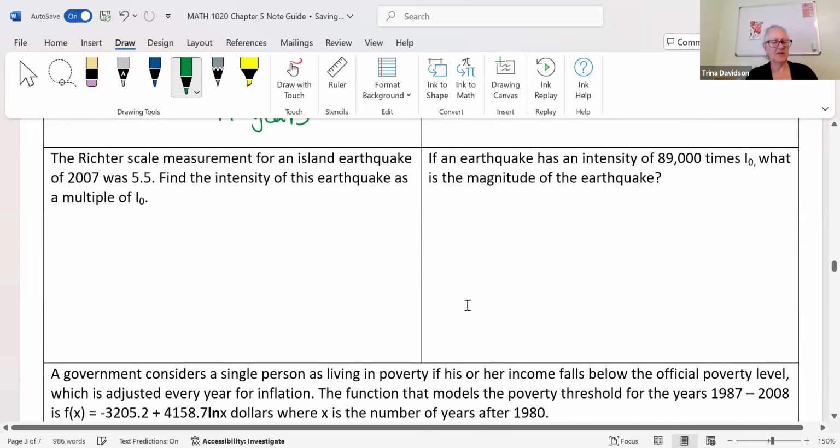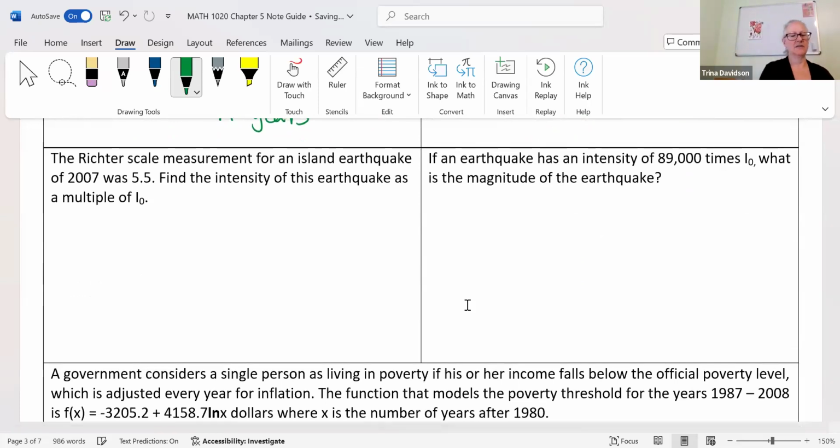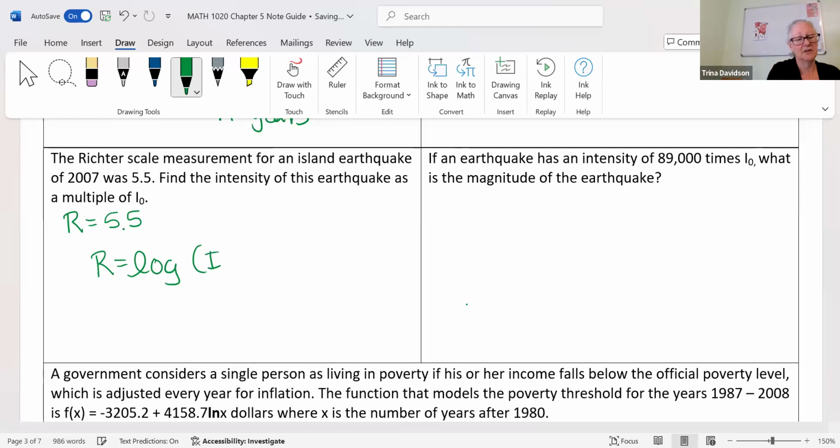All right, we have a Richter scale measurement for an island earthquake of 2007 that was 5.5. Find the intensity of this earthquake as a multiple of I naught. If you go through the view example, they have an overcomplicated equation. Basically, your Richter scale is the log of your intensity. So we have 5.5, and I'm just going to put the log of x. It'll be easier that way.